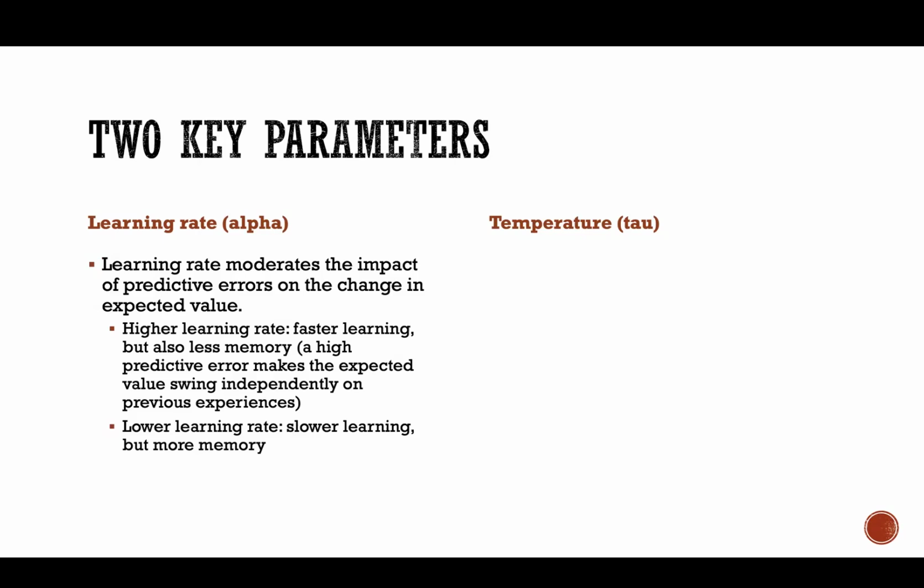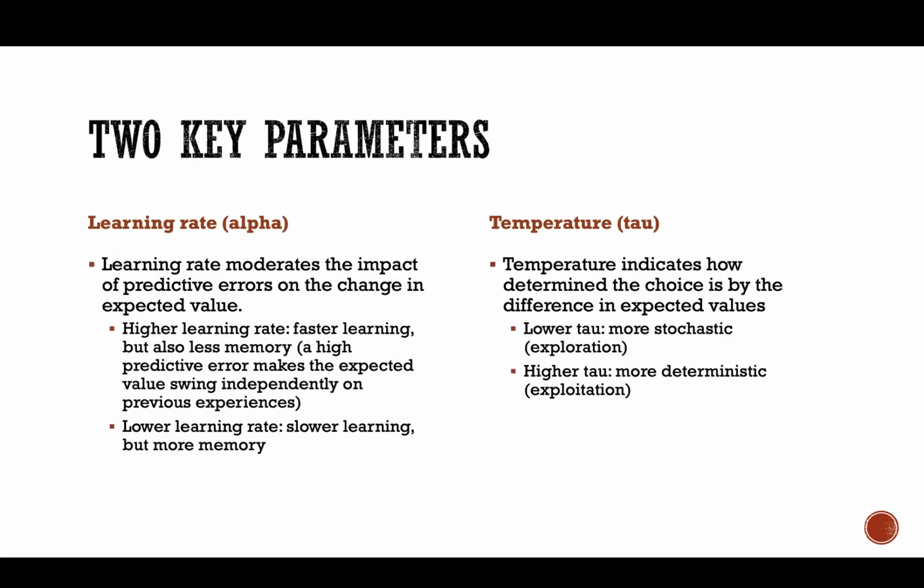But it's all over the place. The other parameter of the reinforcement learning algorithm is not on the estimation side, but on the decision side. It's the temperature, or tau, and that determines how determined the choice is by the estimation. With a high temperature, the choice is often not what you would expect from the expectation. So the expectation tells you play right, but if you have a high temperature, the model is also often going to pick left.